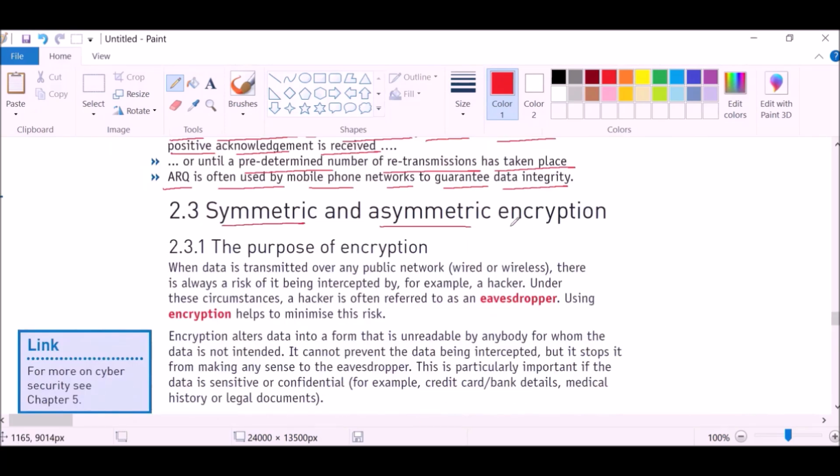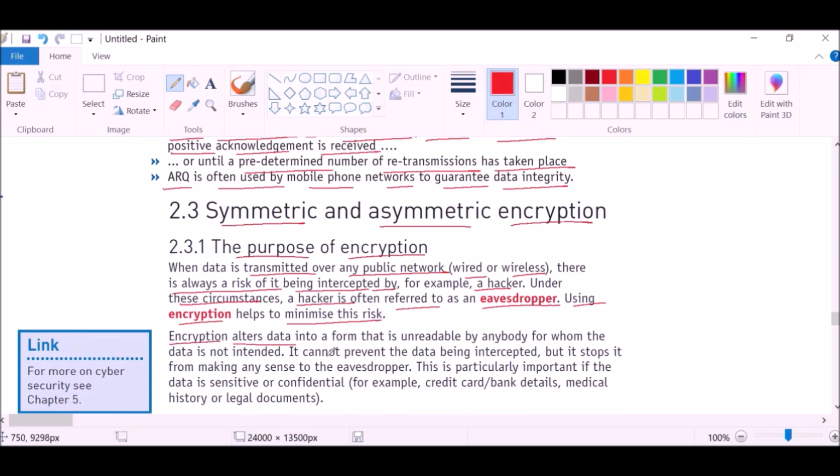Symmetric and asymmetric encryption. The purpose of encryption: when data is transmitted over any public network, wired or wireless, there is always a risk of it being intercepted by, for example, a hacker. Under these circumstances, a hacker is often referred to as an eavesdropper. Using encryption helps to minimize this risk.